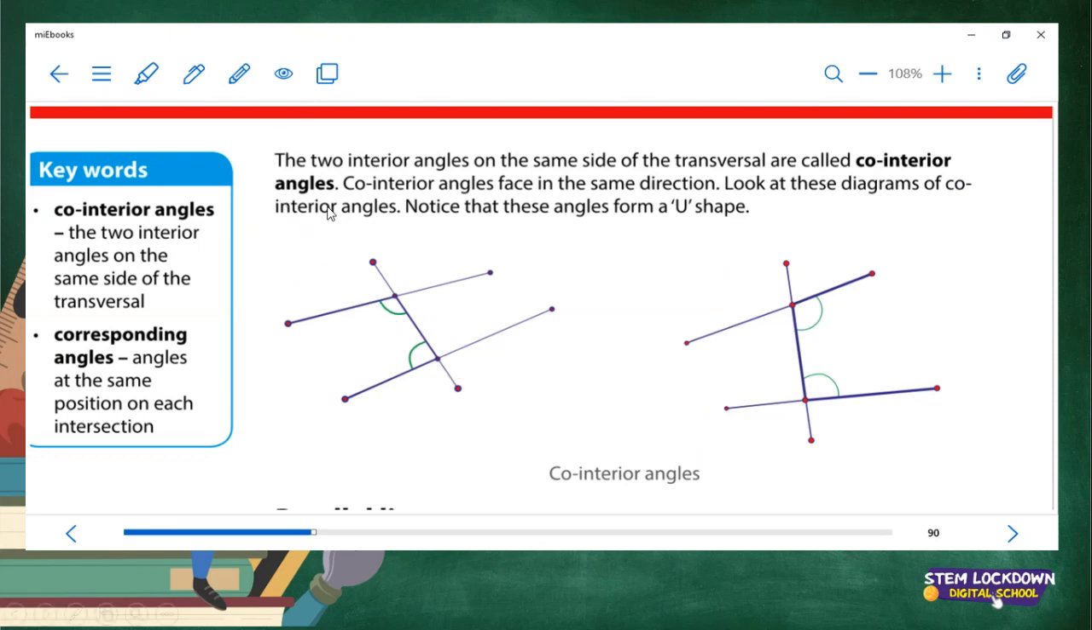Once the transversal has cut the two lines, then these two angles that are within, that are found in between the lines, they are called the co-interior angles because they are inside. Unlike the previous one, which was outside, these two are inside, therefore they are known as the co-interior angles. Remember the keywords, corresponding angles, they are at the same position of each intersection.